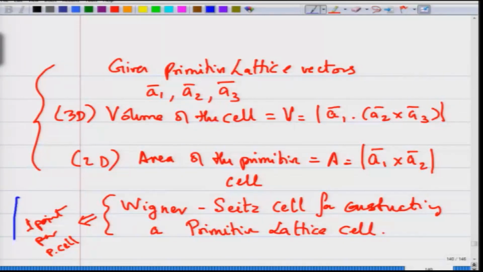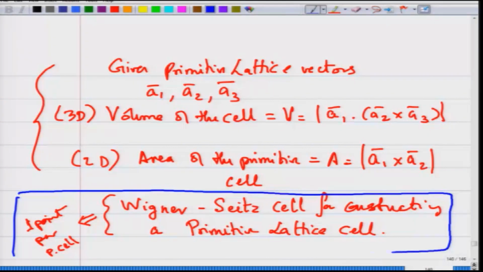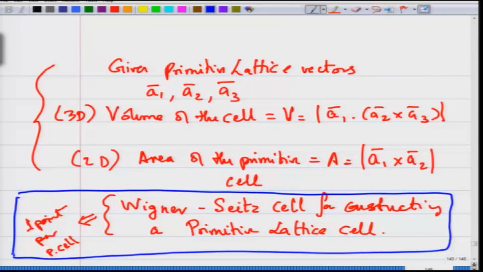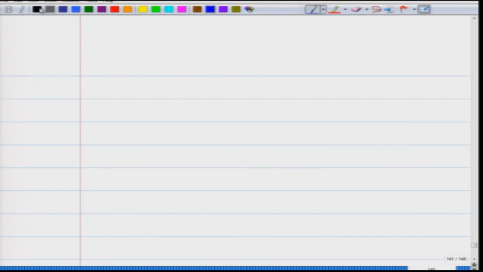This is a procedure given to construct the primitive cell. It is just one of the ways for constructing the primitive lattice cell given a collection of points in the Bravais lattice, and the way to do it is the following. I will use again 2 dimensions to illustrate the point. So, let us take a collection of points. This is my set of points, okay, and of course they are extending out in both directions. I am just drawing a finite set of points, and now I would like to draw the Wigner Seitz cell, which is a primitive lattice cell for this Bravais lattice.